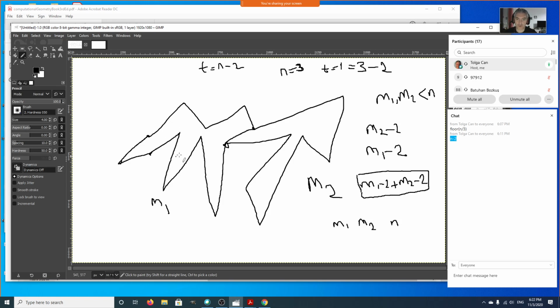Let's look at what M1 is, and let's look at what M2 is. Can you write in the chat box what N is equal to in terms of M1 and M2? I'm waiting for your answers.